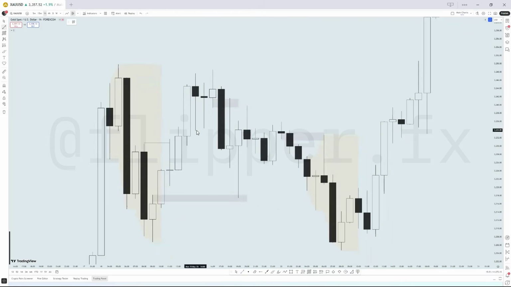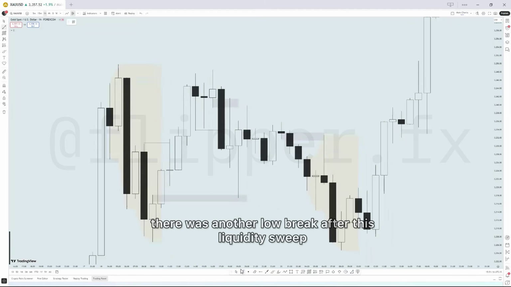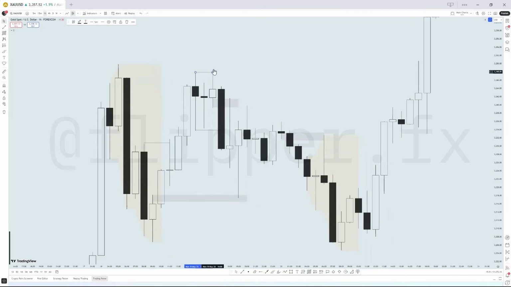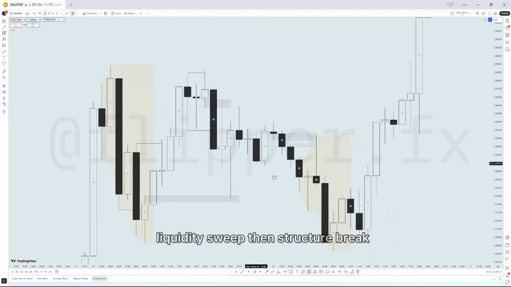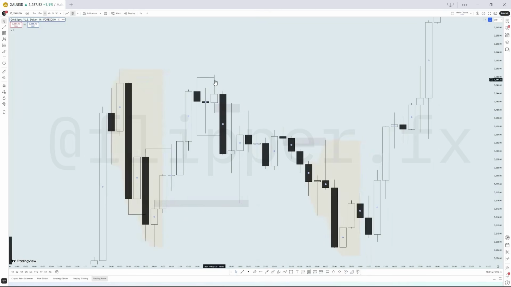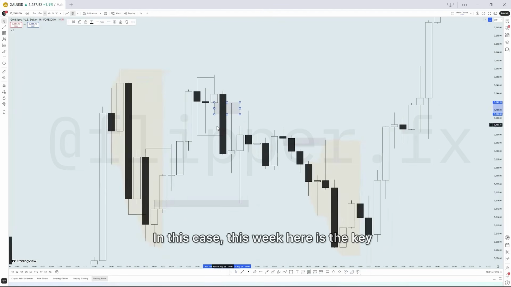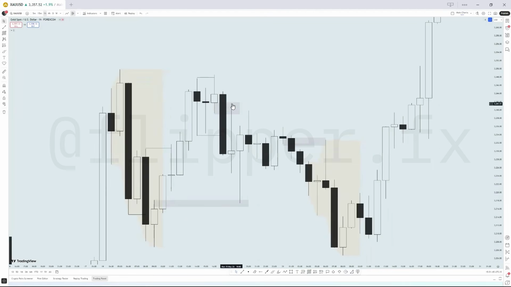If you look here, there was another low break after this liquidity sweep. Okay, liquidity sweep happened here. Market broke the low, same thing here. Liquidity sweep, then structure break. So this area is done. Now look here. This is the candle after which major volume came in and market gave a downside move. In this case, this wick here is the key. This will be our area from where we will look for the sell trades.